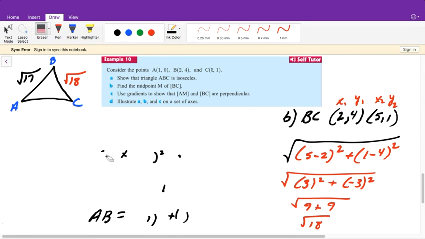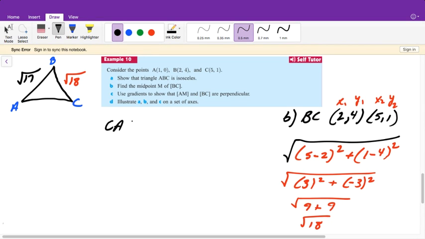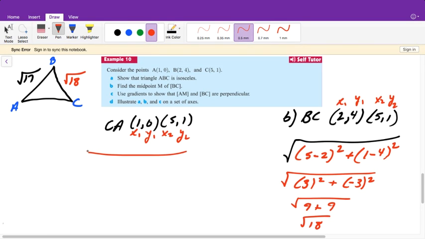All right, now I'm going to erase this, and then I'm going to go ahead and do the last one that we need to do. So we need to then find a distance of CA. So we're finding the distance from points 1, 0 to 5, 1. So this will then be x1, y1, x2, y2. Remember, you can label them any way you want. It doesn't matter. You don't have to do the same x1 and y1s that I did. 5 minus 1 squared plus 1 minus 0 squared.